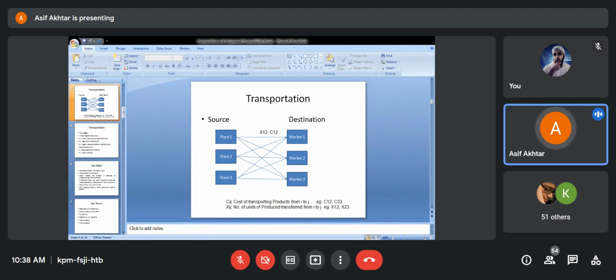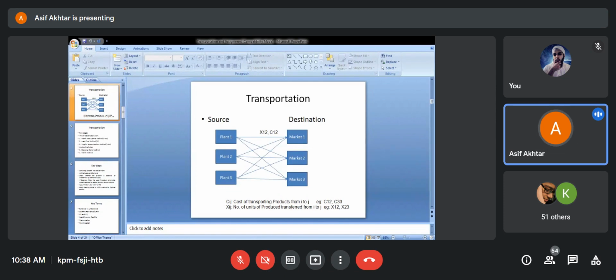The same stages are applicable in transportation. The transportation method is divided into 2 stages. Stage 1 is not formulation. Stage 1 is known as the initial feasible solution. Once we calculate the initial feasible solution, we move to stage 2, which we call the optimal solution. So the terminology is like this: stage 1, initial feasible solution, IFS, and stage 2, the optimal solution, OS.